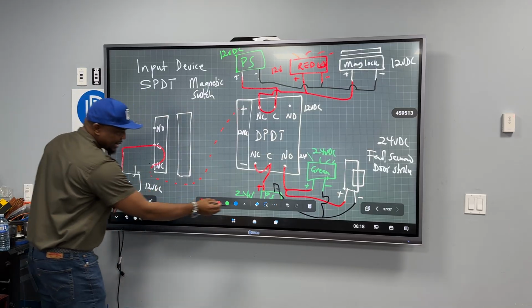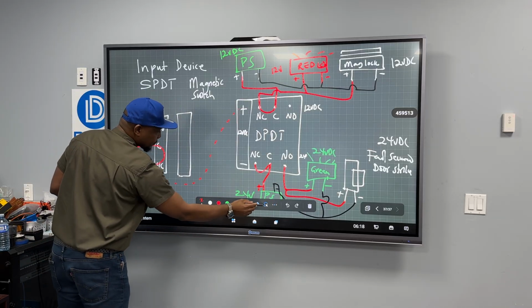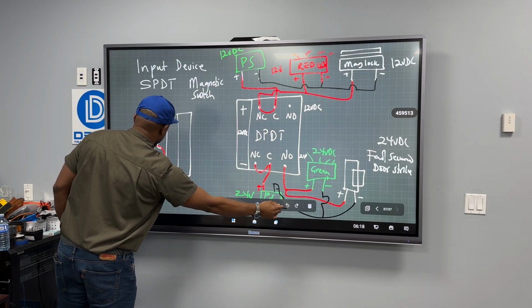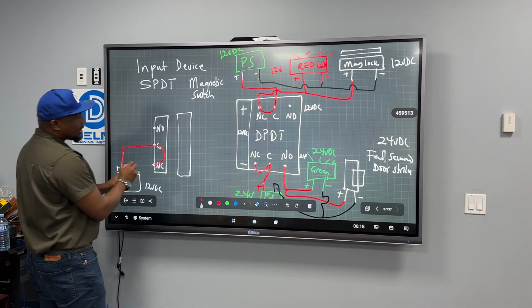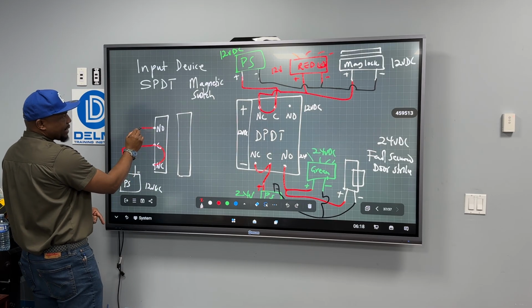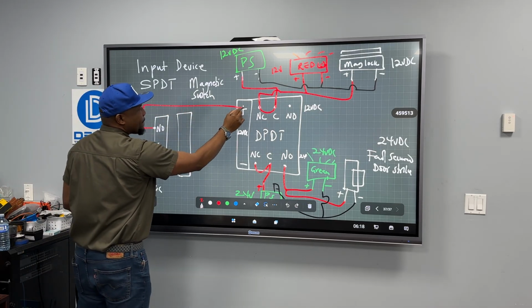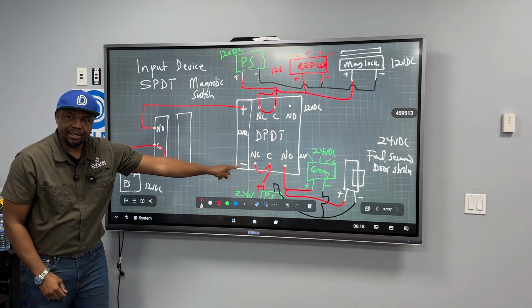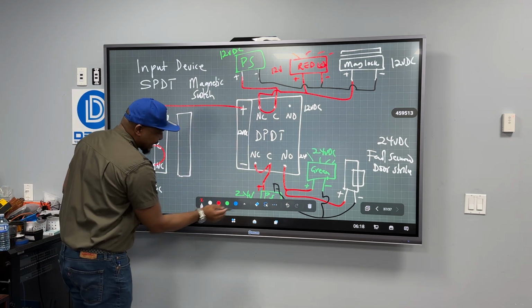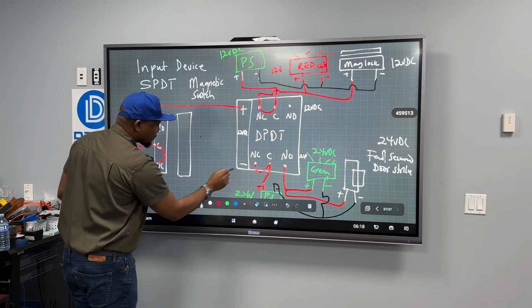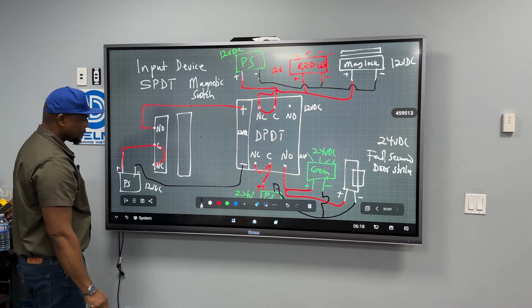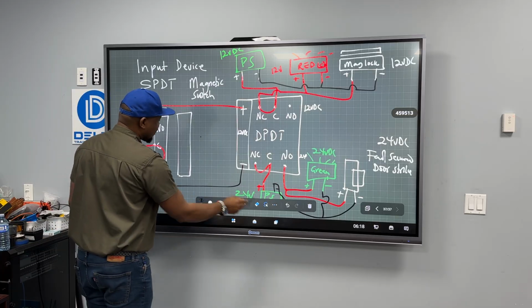So instead of doing that, I want to take it from here and connect it to the positive. But I still have the negative here. I'm going to take the negative from here and I connect it here. So now let's look at what happens.